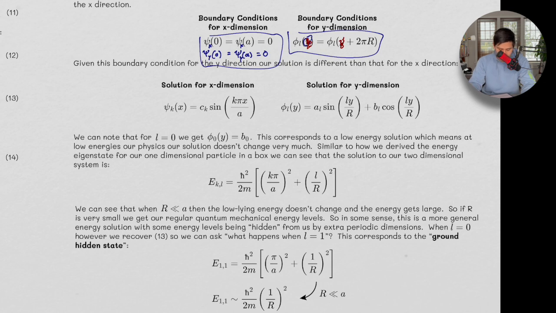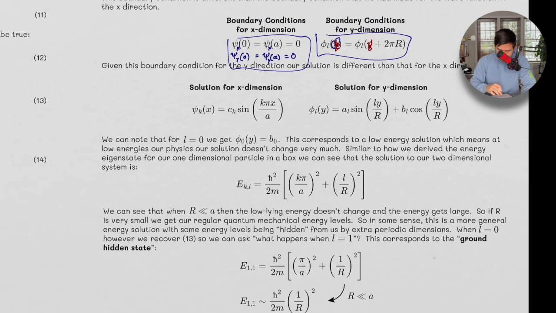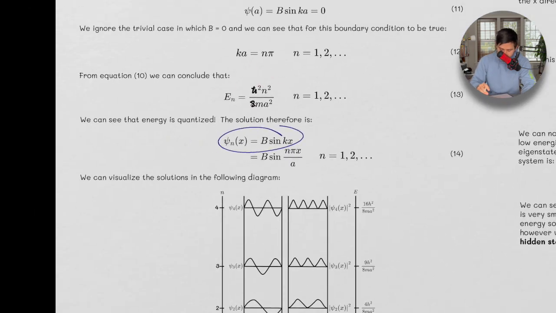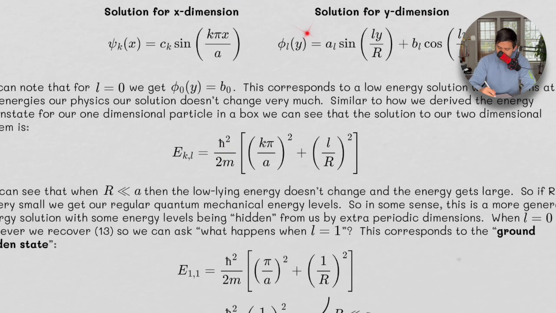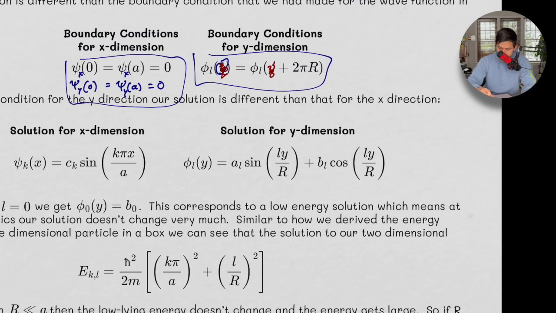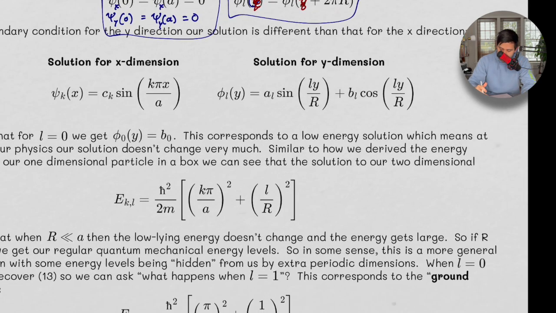Similar to how we derive the energy eigenstate for our one-dimensional particle in a box, we can see that the solution for our two-dimensional system now is this thing, where this bit right here matches exactly right here, with h bar instead. But then we have this bit, and this bit came from introducing this new boundary condition for this new variable. That's essentially what we're doing. We're defining a new independent variable that has different boundary conditions, okay? And so when we do that, we get this extra piece right here.